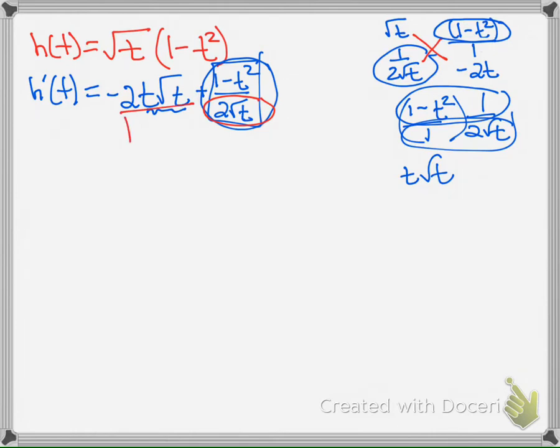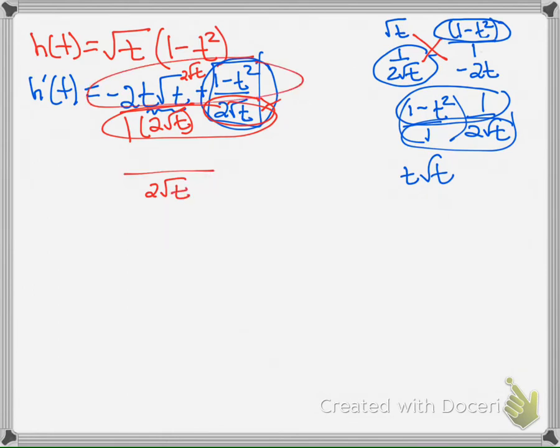So I'm going to take this fraction that has a 1 on the bottom and I'm going to change it and multiply by 2 root t. If I do that on the bottom, I got to also do that on the top. So what effect does that have? Well, now you have a common denominator, 2 root t, you keep that. And in the numerator, I just have to clean all this up.